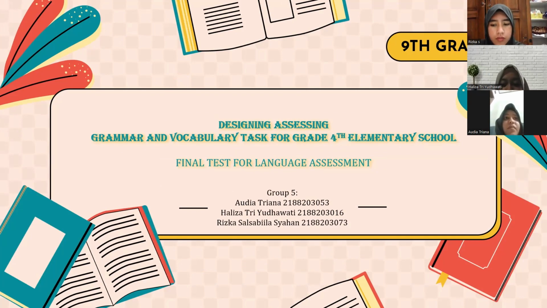The topic we will discuss today is about grammar and vocabulary. Well, hello everyone. We are from group 5. First, let me introduce my team. My name is Haliza Tri Yudhawati, and I will be the moderator today, and I will guide the course of this presentation. And my partners are Rizka, Salsabiila, Syahan, and Audia Triana. Right to the delivery session, the first material presentation will be read by Rizka Salsabiila.